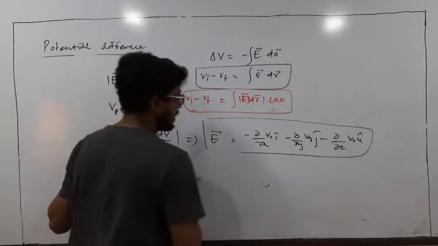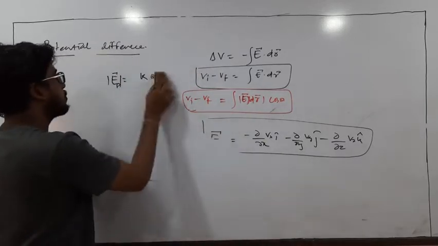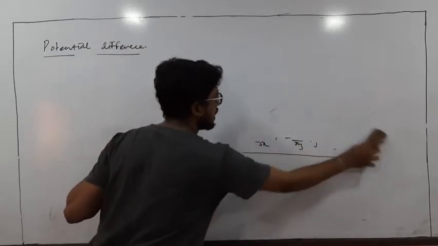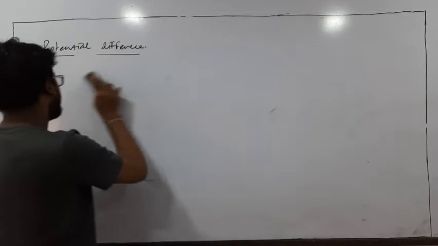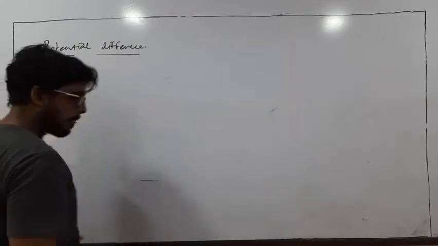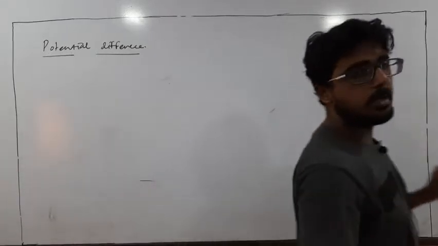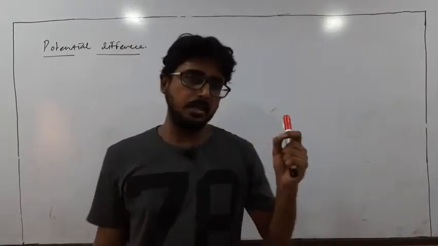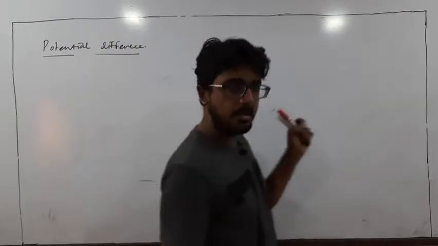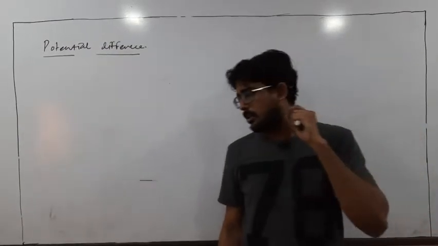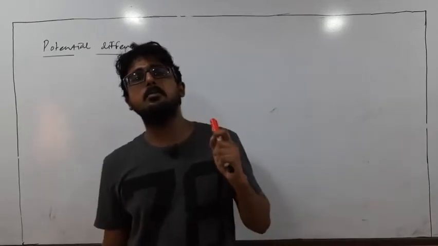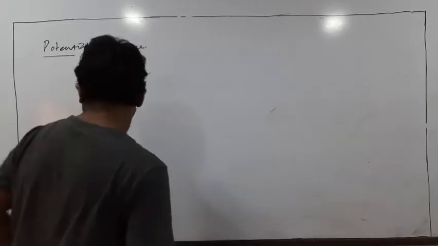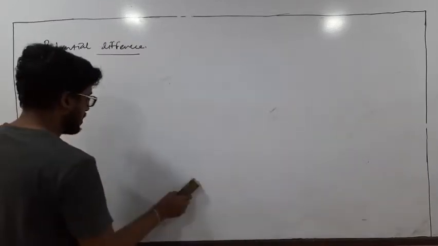Clear? So you have to remember that in the electric field versus position graph, the negative of the area gives us the potential difference, and in the potential versus position graph, the negative of the slope gives us the electric field intensity. The relation is electric field intensity equal to minus del V by del r, and the potential difference is the negative line integral of electric field intensity. Clear? So next we have to discuss what is an equipotential surface.